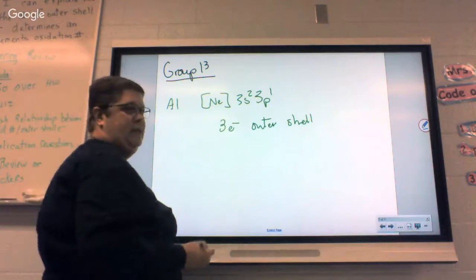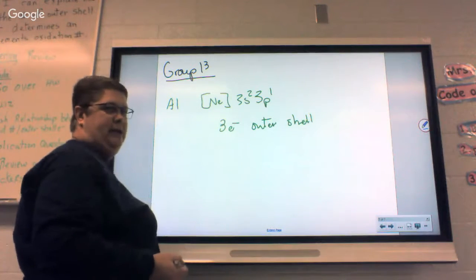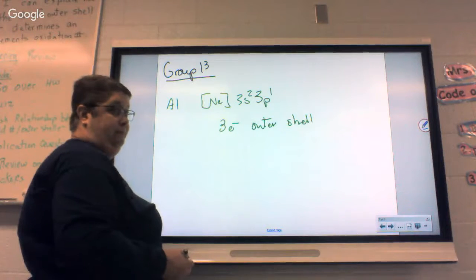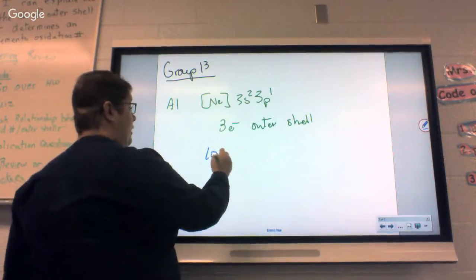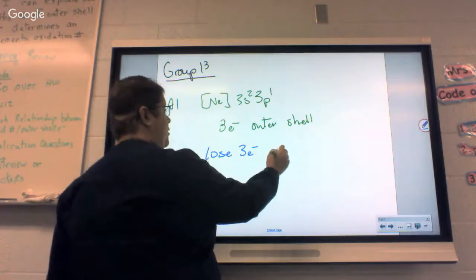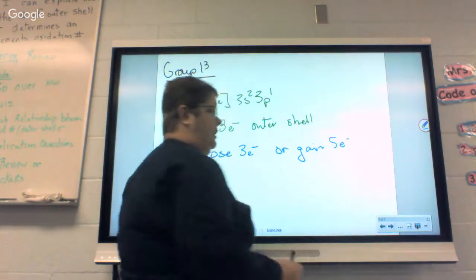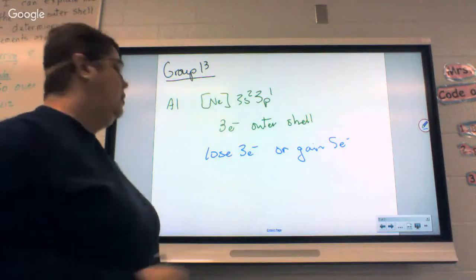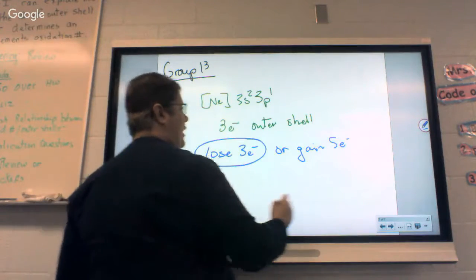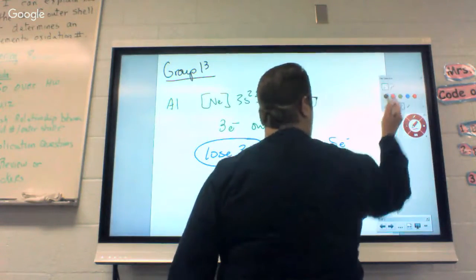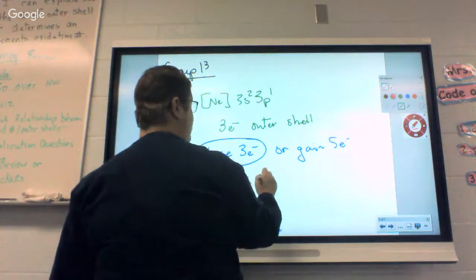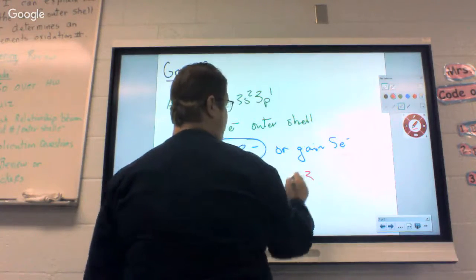So we have 3 electrons in the outer shell. How can we go about getting to an octet? You can either lose 3 electrons or you can gain 5 electrons. Which one requires the least amount of energy on the atom? Losing 3. So if we lose 3, what's the oxidation number going to be? That's right. The oxidation number will be +3.